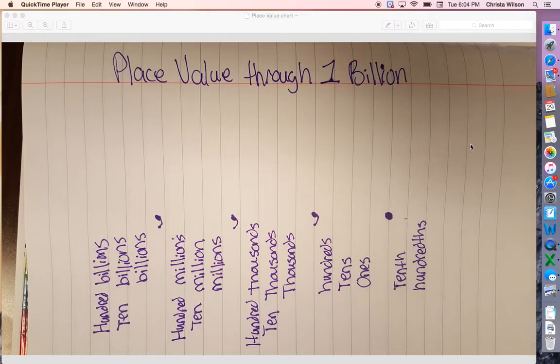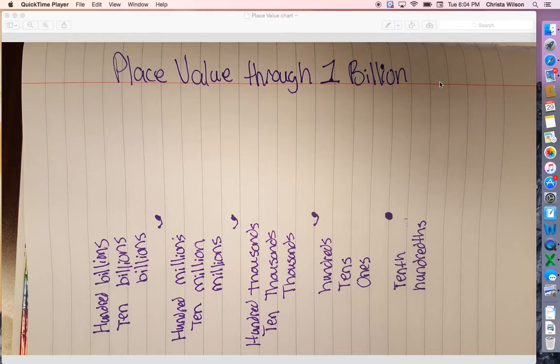Okay, we're going to revisit place value through 1 billion. This was an area we struggled with on our benchmarks, so we're going to go back and revisit this. In your math journals, you're going to make a chart that looks just like this. I made this in my math journal, okay?